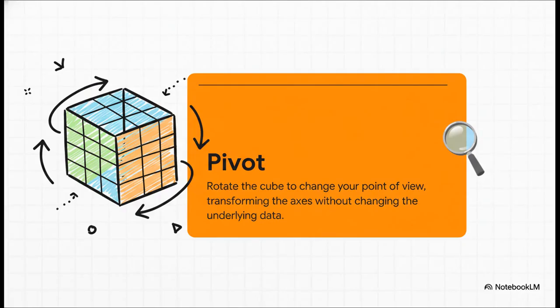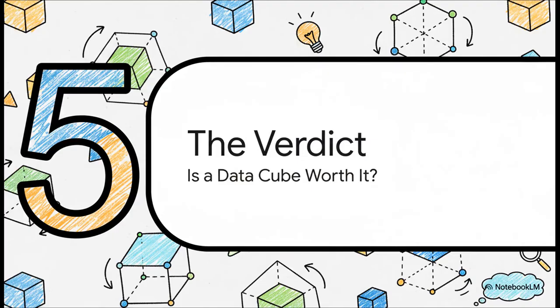And finally, there's pivot. This is where that Rubik's Cube idea really comes to life. A pivot is when you rotate the entire cube to look at a different face. You're not changing any of the data inside, you're just changing your point of view. So you might be looking at a view that compares products over time, but with a quick pivot, you can spin the cube to compare states over time instead. So these operations give you some incredible power to just play with your data and explore it freely.